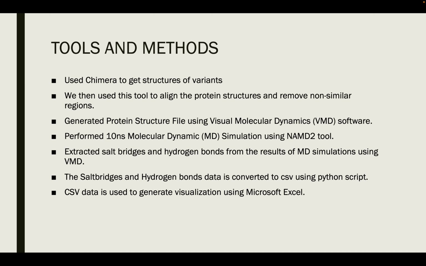A 10 nanosecond simulation was conducted to study the protein-protein interaction and assess its stability. But we have considered the results of MD simulations from 5 nanoseconds to 10 nanoseconds only, because in the first 5 nanoseconds all the variants are highly unstable. Hydrogen bonds and salt bridges data were generated using VMD from the results of MD simulations. With Python, we converted this data into CSV format for easy analysis. Microsoft Excel was then used to generate visualizations of the interactions to understand their strength and stability.